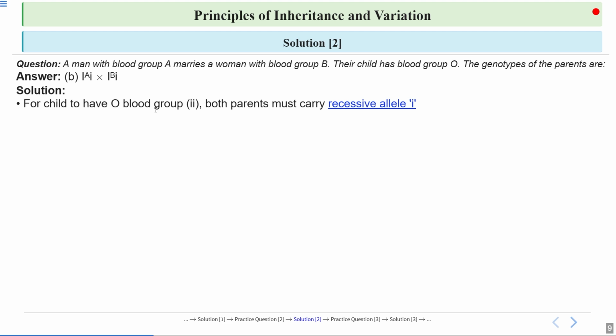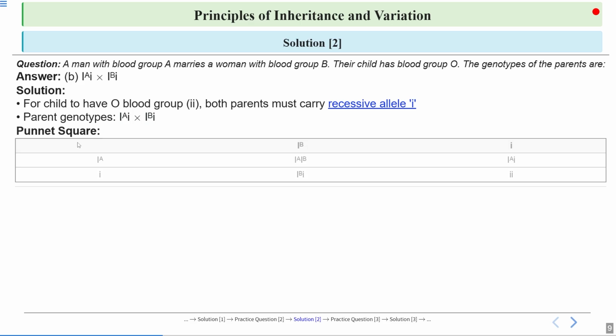Now, the child will inherit the recessive alleles from the parents, one from the father, one from the mother. So this means both the parents should have at least one small i allele. It means the parents are heterozygous, and the father has blood group A, so he will have the genotype IA i. The mother has blood group B and she will also be heterozygous, having the genotype IB i. Okay, the father's genotype will be IA i and the mother's genotype will be IB i.